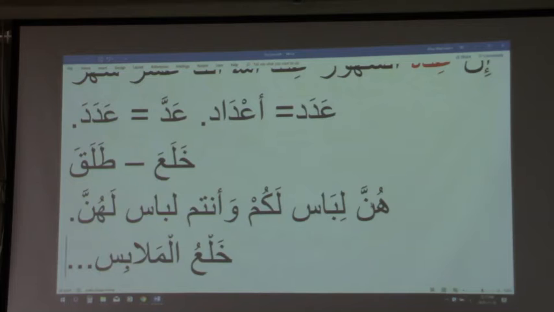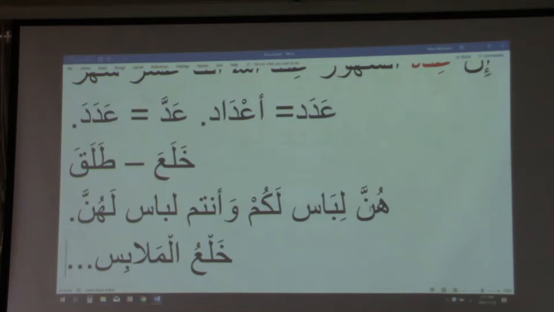Question, go ahead. Sheikh, how do you write khula? Change the fatha to a dhamma. It's an ism? Yes, khul' is an ism.